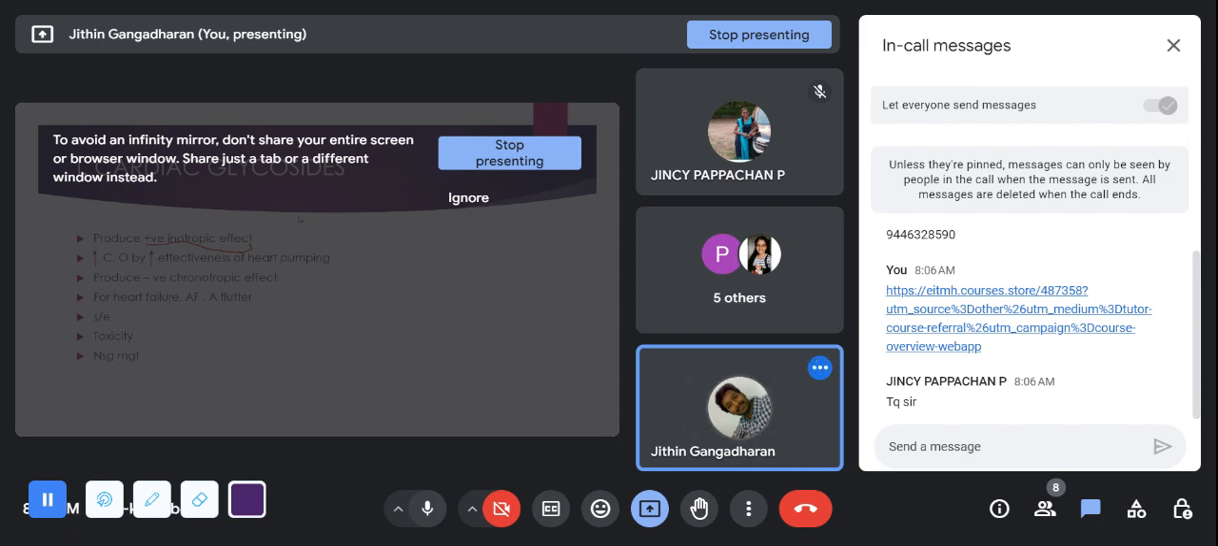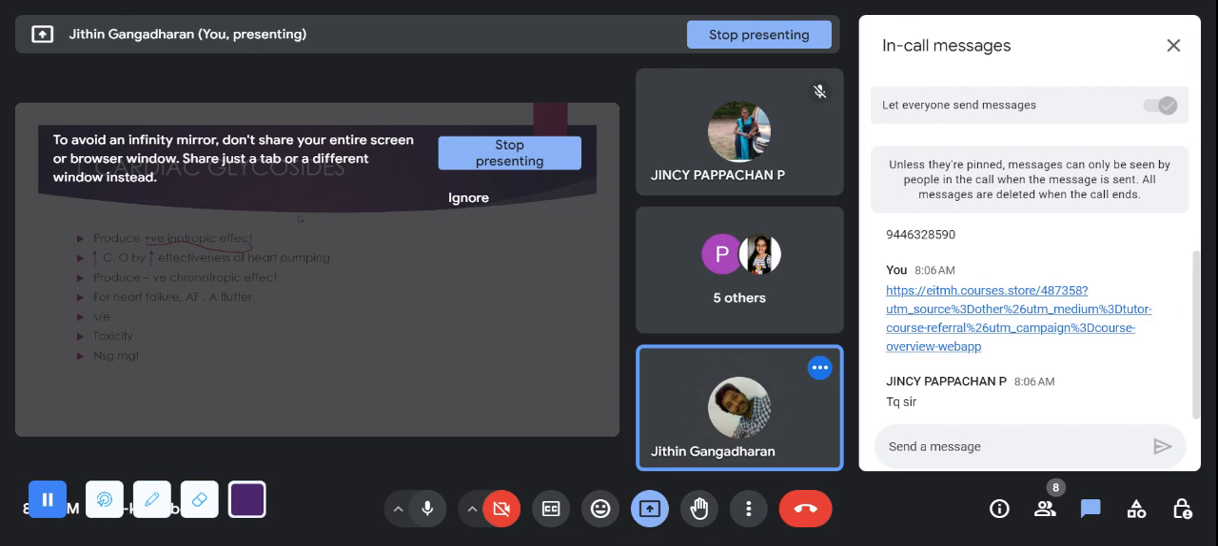Okay. So once again, when we are giving the cardiac glycoside, that is digoxin or digitalis, it produces a positive inotropic effect. What do you mean by that? It increases the force of contraction. So when the force of contraction is increased, the cardiac output will be increased. Now, the second point, it produces a negative chronotropic effect. Chronotropic means rate of contraction. So when it is a negative chronotropic effect, it decreases the rate of contraction.